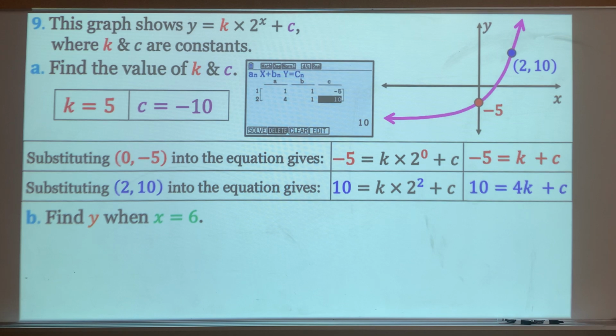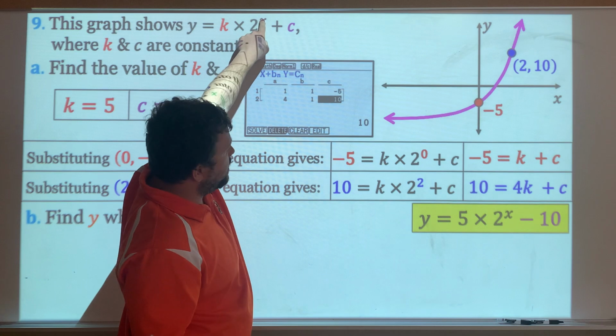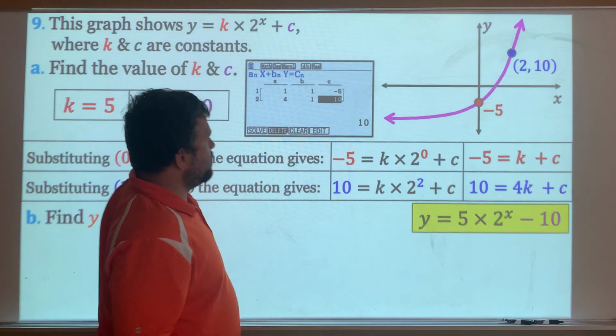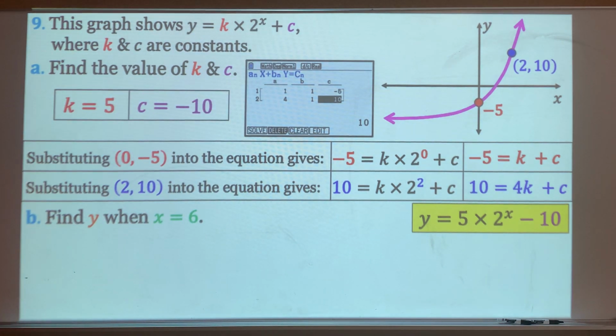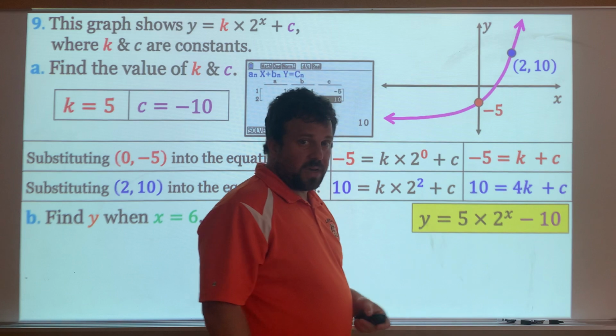After I do that, my next step is to write my equation. My equation is y equals 5, which is my k, times 2 to the x, minus 10, which is my c. Now what I'm going to do next is take my equation and find y when x is 6. So I plug 6 in for x, and now I'm going to solve for y.